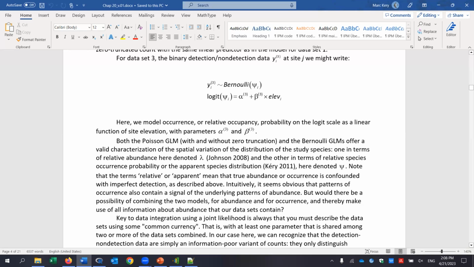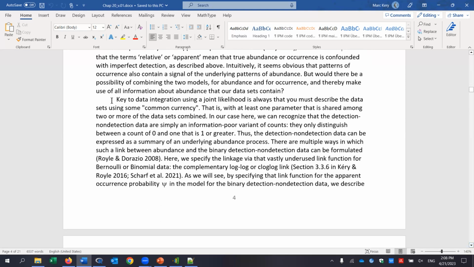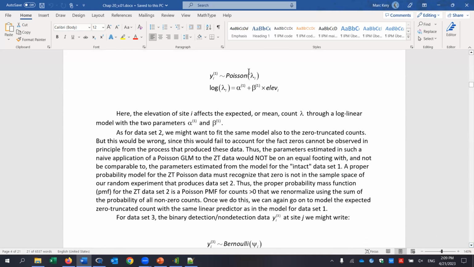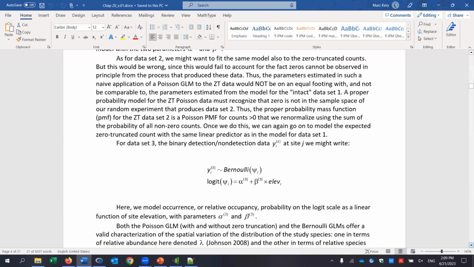And so the key to data integration, to an integrated model, is always that you must somehow describe all the data sets using some common currency, by which I mean, in a way, a parameter. You must somehow describe all of the data sets as a function of at least one parameter which occurs in all of them. Yeah, this is the principle of data sharing. And so here we have this abundance, this density parameter. I'm going to relatively quickly show how we can get the density parameter also for the case of a zero truncated Poisson distribution. But here we have this occupancy parameter, and a priori it's perhaps not so clear how we should link an occupancy with an underlying abundance.